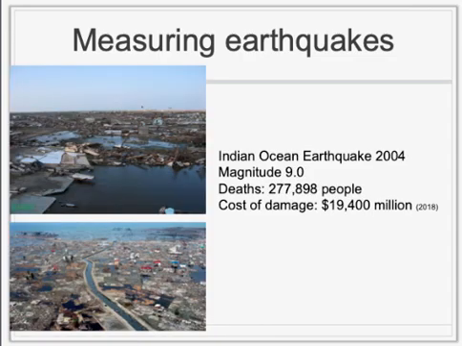But compare that to the Indian Ocean earthquake of 2004. It was a magnitude 9 earthquake, but it killed almost 300,000 people and caused hundreds of times more in economic damages than the Alaska quake. Whole towns were wiped off the map, and the country of Indonesia was simply devastated. So why did these quakes have such different outcomes?